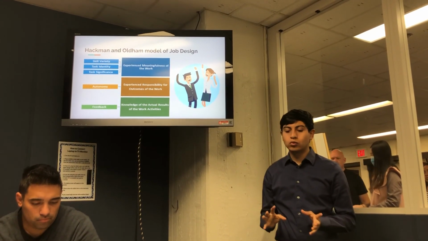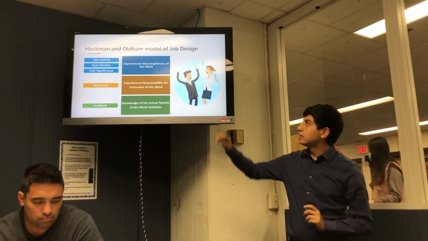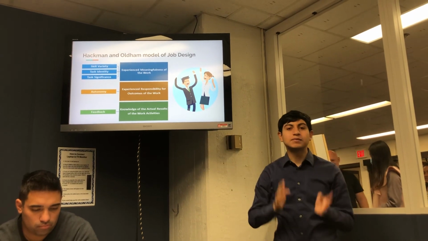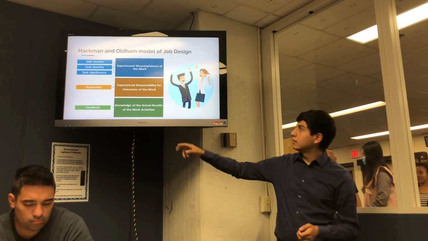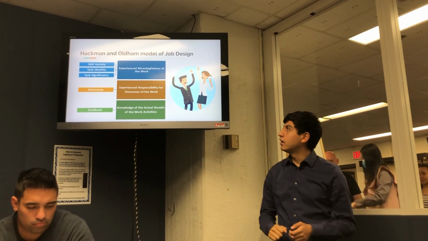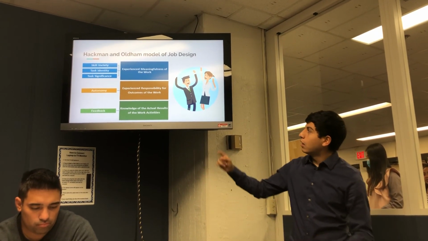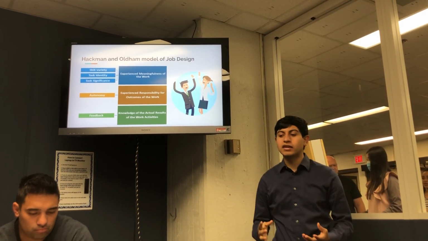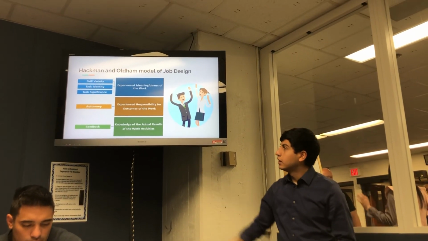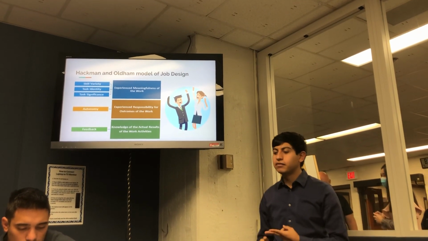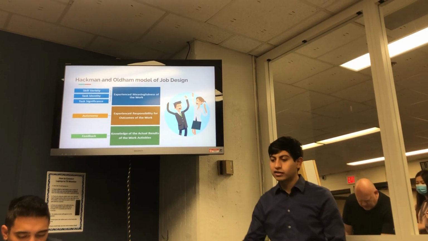Skill variety is basically that the job needs to include different talents and different skills in order to avoid boredom. Task identity is that the job needs to be specific. People need to know exactly what they are supposed to do. And task significance: they need to feel that the job is helping others or is important for the whole company. Autonomy is having the freedom to make their own decisions, and that is going to help them feel responsible for the job. And finally, feedback, positive and negative, is going to help them know the actual results of their work activities.